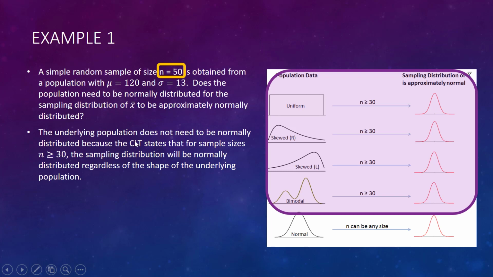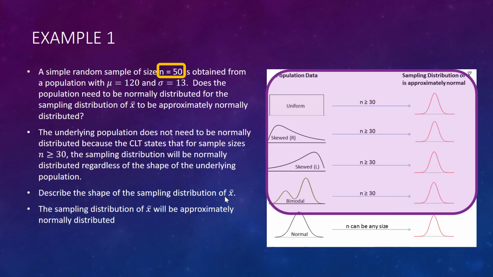So the underlying population does not need to be normally distributed because the central limit theorem states that for sample sizes greater than or equal to 30, the sampling distribution will be normally distributed regardless of the shape of the underlying population. Describe the shape of the sampling distribution of x bar. The sampling distribution of x bar will be approximately normally distributed. Again, we know this because our sample size is larger than 30.